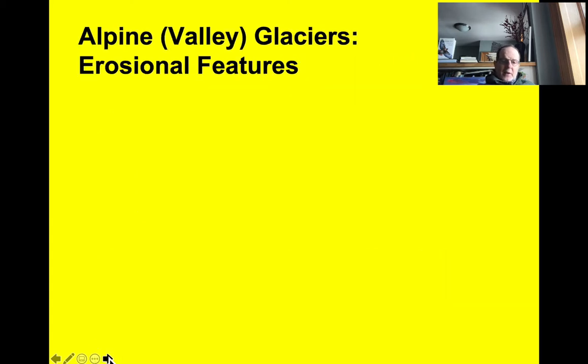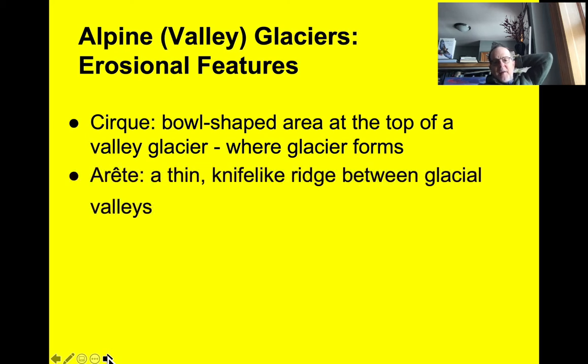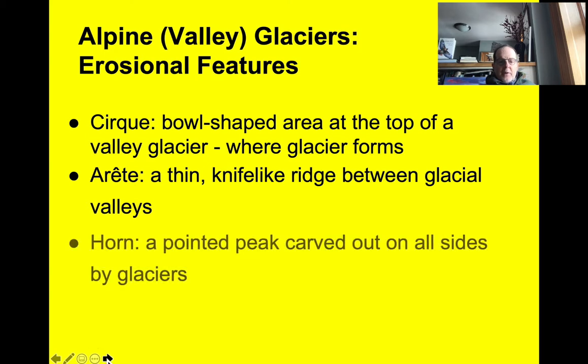Alpine valley or valley glaciers have erosional features. You have a shape called a cirque, a bowl-shaped area at the top of a valley glacier where the glacier has formed. You have the arête, a thin knife-like ridge between glacial valleys. Arête is a fishbone in French. So this thin little bone of rock sticks up and separates two areas where a glacier may have formed. And you have the horn, a pointed peak carved out on all sides over a long period of time by the abrasion, the force of abrasion that a glacier can apply to rock.